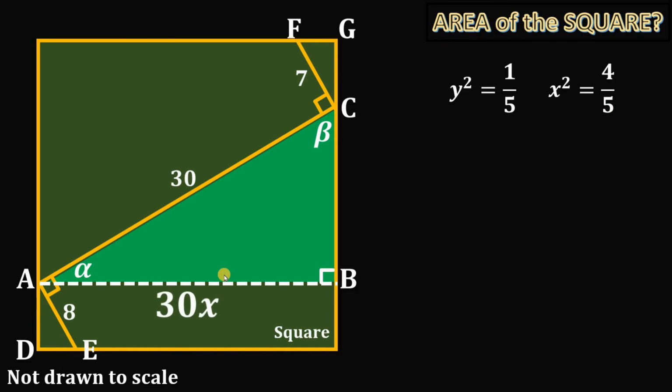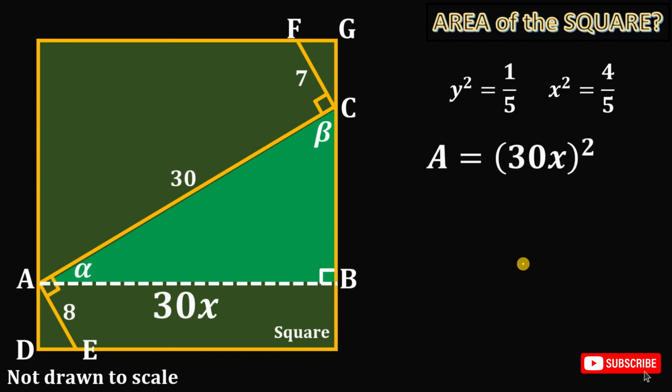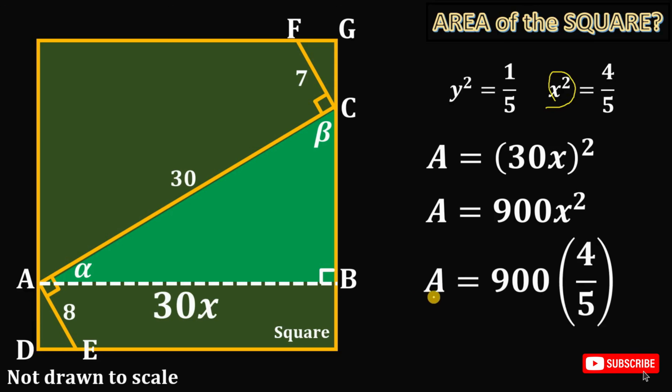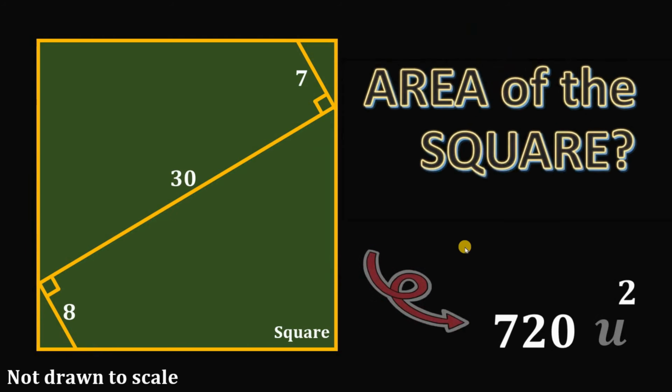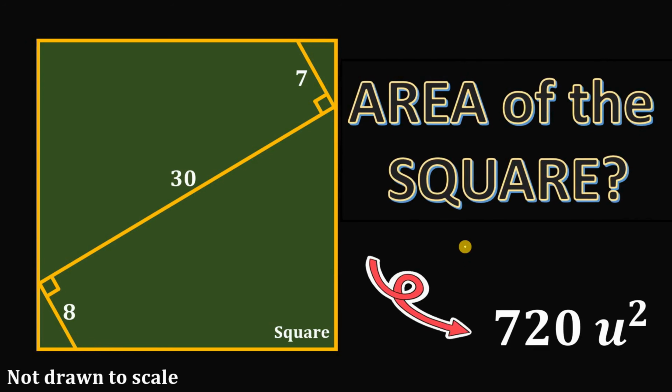This is just 30x. So the area of the square equals 30x raised to the power of 2. This is simply equal to 900x squared. We know the value of x squared. This is just 4 over 5. So we have the area of the square equals 900 times 4 over 5, or simply equal to 720. Therefore, given this figure, the area of the square is simply equal to 720 square units.